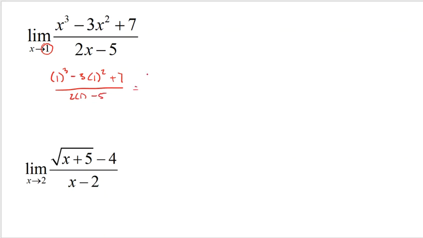All right, let's see here. 1 cubed is 1. 1 squared is 1. 1 times negative 3 is negative 3, plus 7. 2 times 1 is 2, minus 5 in the denominator. So on top, 1 minus 3 is negative 2. Negative 2 plus 7 is 5. And in the denominator, 2 minus 5 is negative 3.